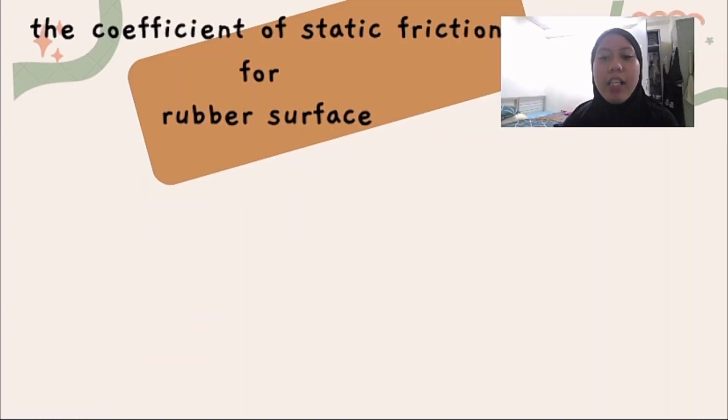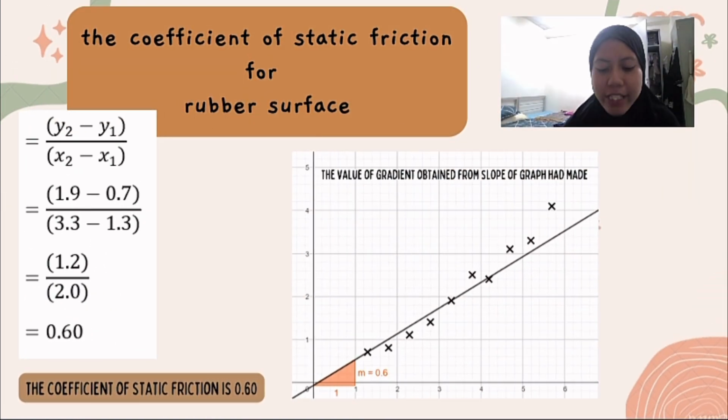Based on the objective of our experiment, we have to determine the coefficients of static friction for different surfaces, which are the rubber surface and the non-rubber surface. And by the graph that will be plotted first, we can also calculate the coefficient of static friction by using the two coordinates that we choose. Also, here is the formula.